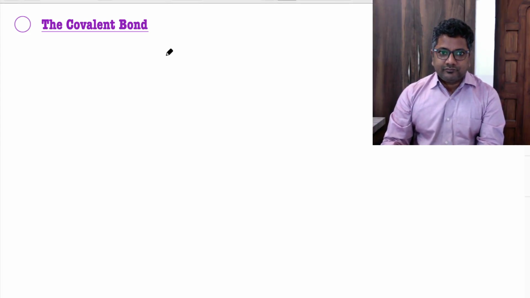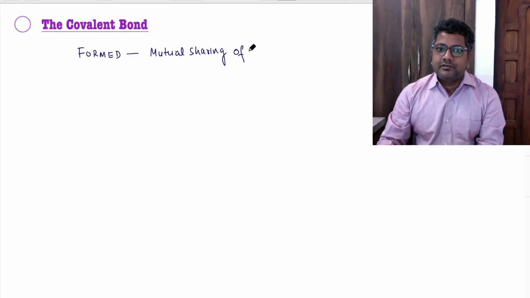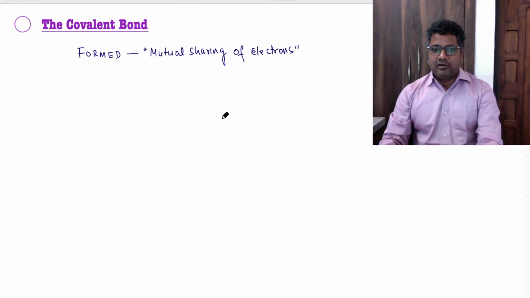So see how this covalent bond is formed. All of you know covalent bonds are formed by mutual sharing of electrons. This is the very simple definition of a covalent bond.